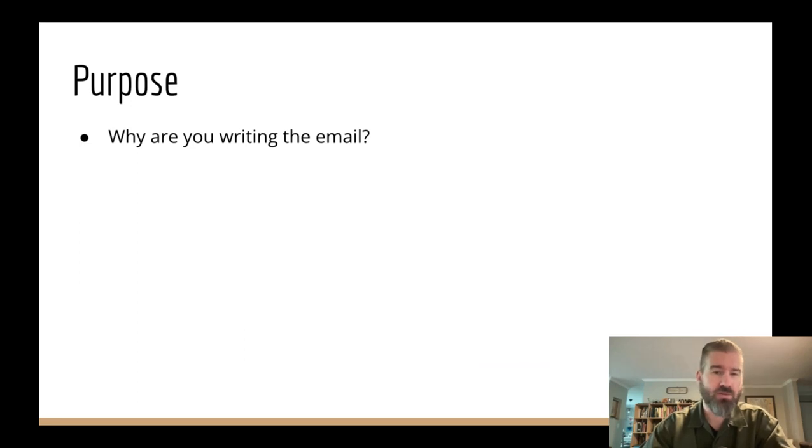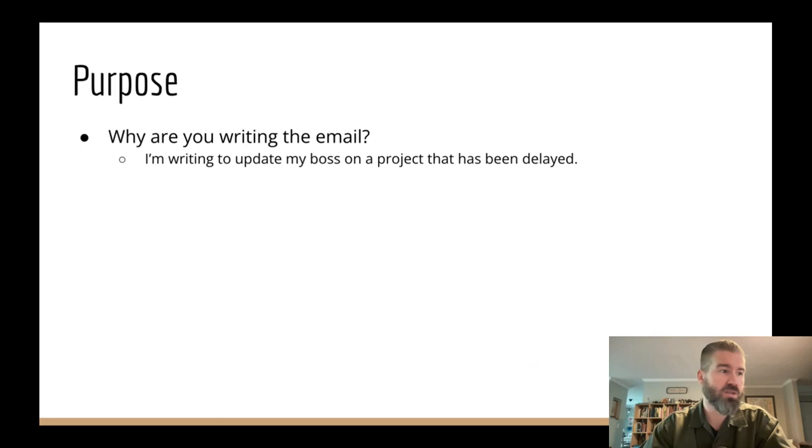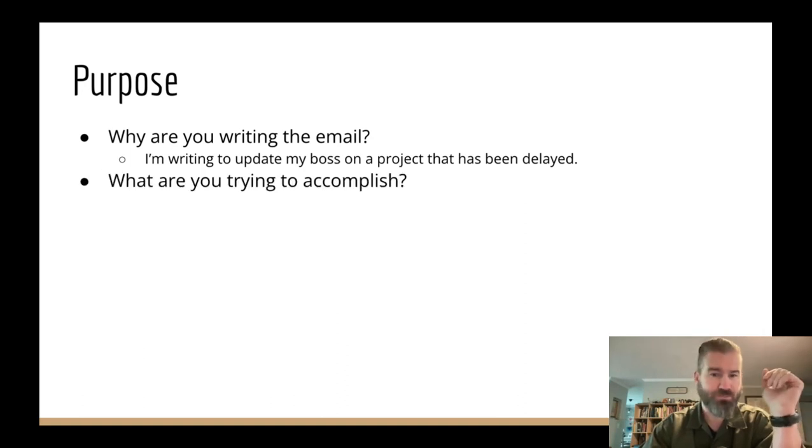Now, let's say, hypothetical situation. What I want to do is update my boss on a project that's been delayed. There are a couple reasons that I might want to do this. One of which is that I want to make sure that my boss finds out from me and not from somebody else. That's going to reflect poorly on me if they don't find out from me directly, and then it's going to become a flurry of emails.